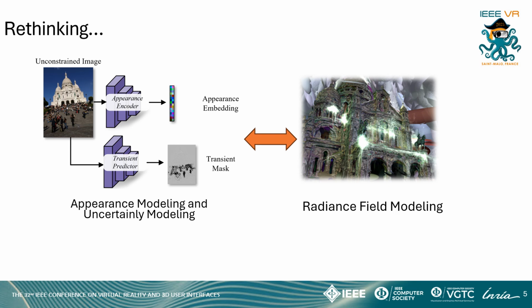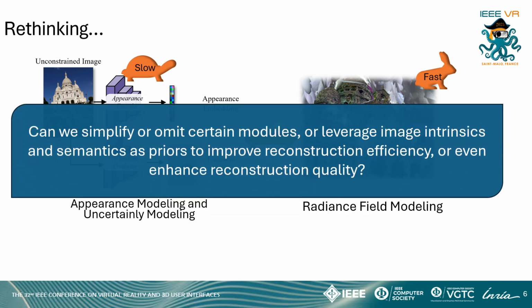This leads to some issues. Optimizing both the transient occluder mask predictor and appearance encoder simultaneously requires more iterations, while 3D-GS typically converges quickly. The mismatch in convergence speed between these components creates a training bottleneck, hindering the overall reconstruction efficiency. This prompts a compelling reconsideration.